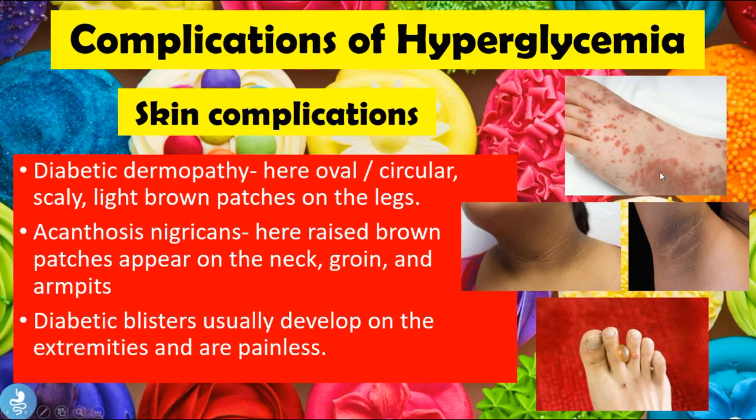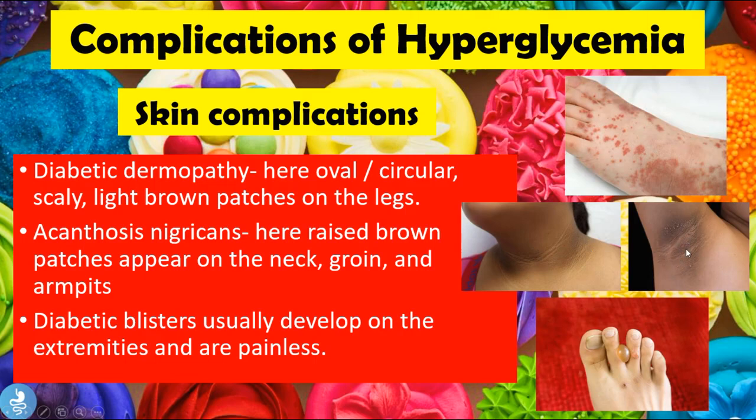We can then have acanthosis nigricans, and here we have raised brown patches which appear on the neck, the groin, and the armpits. So as we can see in these images, we have these dark raised patches on the neck region of the patient as well as under the armpits.